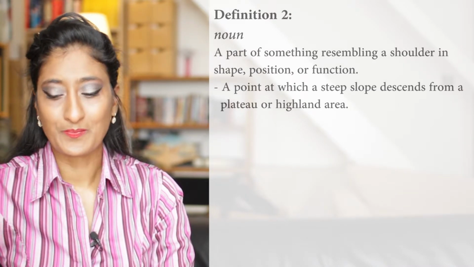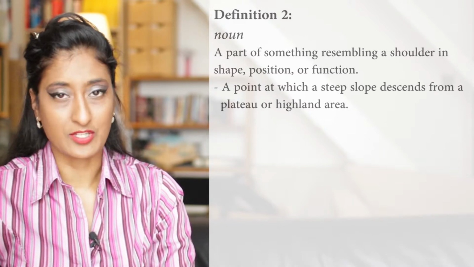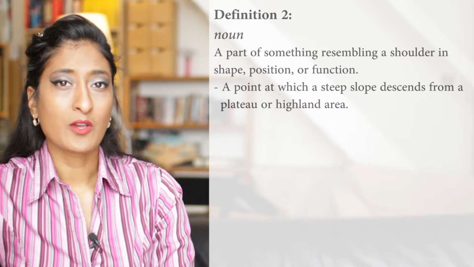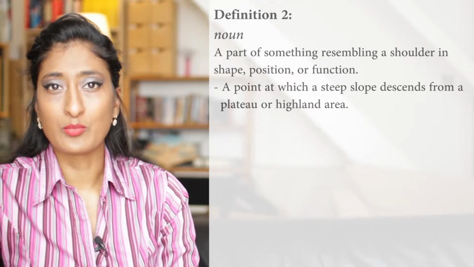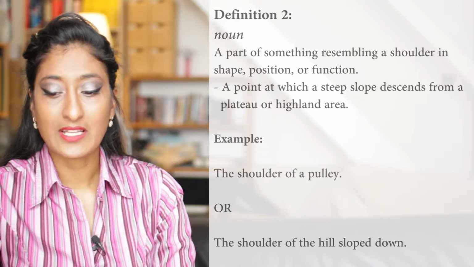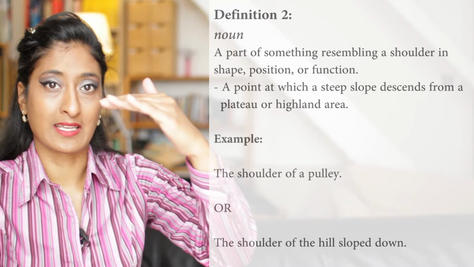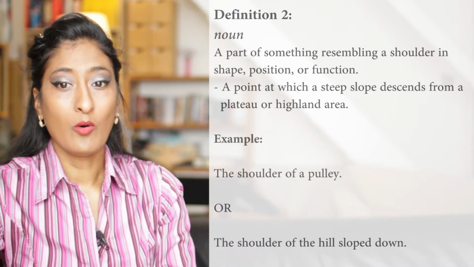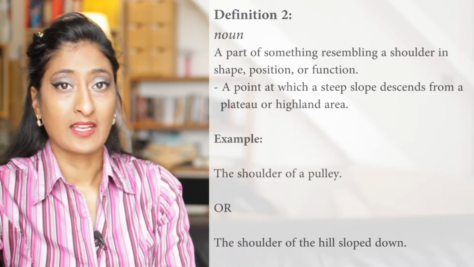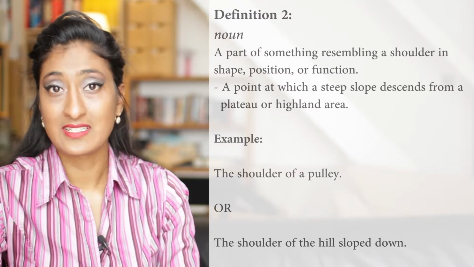Definition number 2. A part of something resembling a shoulder in shape, position, or function. So something that resembles a shoulder could be something like a hill. A point at which a steep slope descends from a plateau. A plateau is like a level area like this, or highland area. An example sentence would be the shoulder of the hill sloped down.